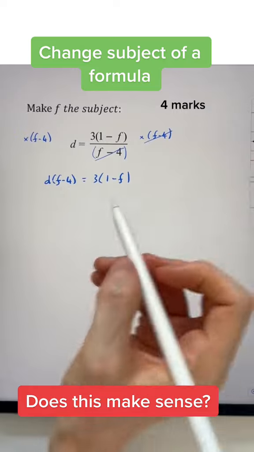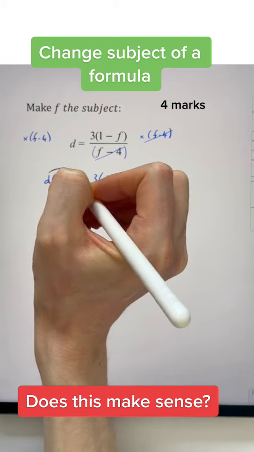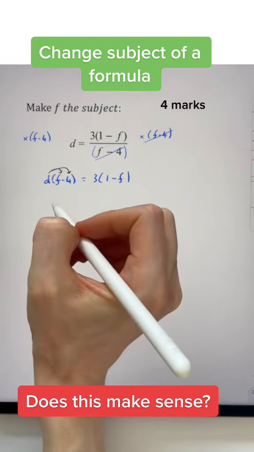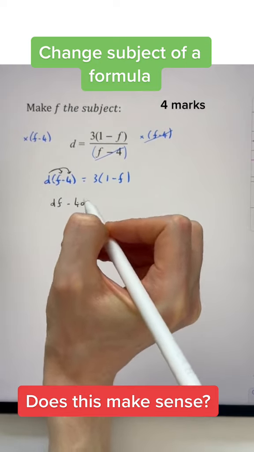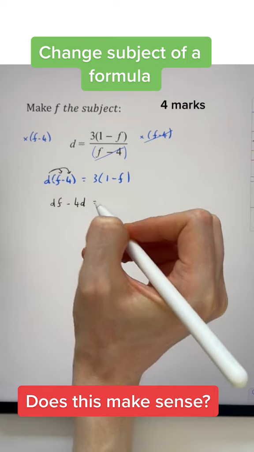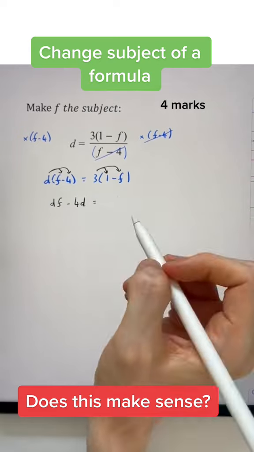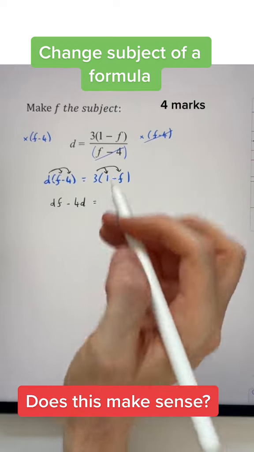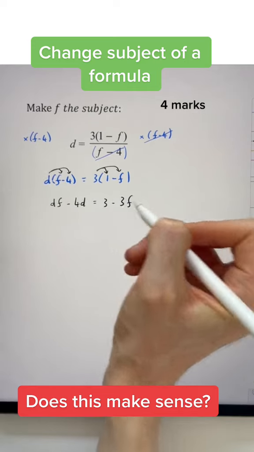Expanding the single bracket on each side of my equation. On the left-hand side, whatever's directly outside, I multiply by each term directly inside. D times f will give us df, and d times negative 4 will give us negative 4d. On the right-hand side of our equation, again we've got a single bracket. Whatever's directly outside, we multiply by each term directly inside the single bracket. 3 times 1 gives us 3, and 3 times negative f gives us negative 3f.